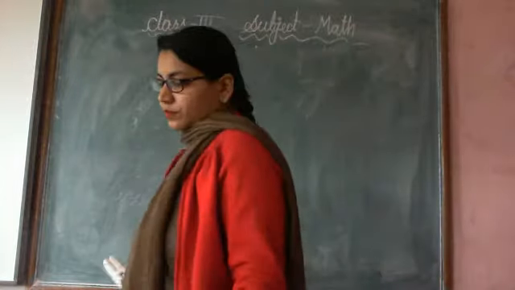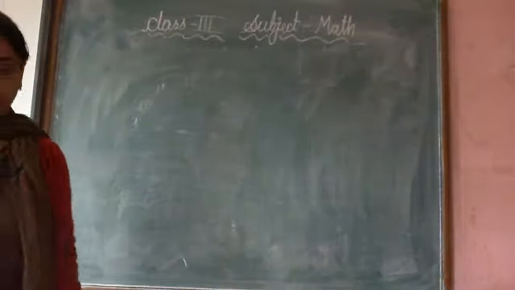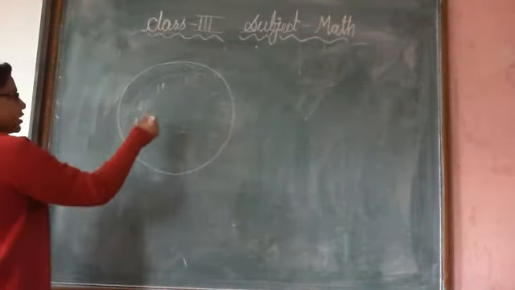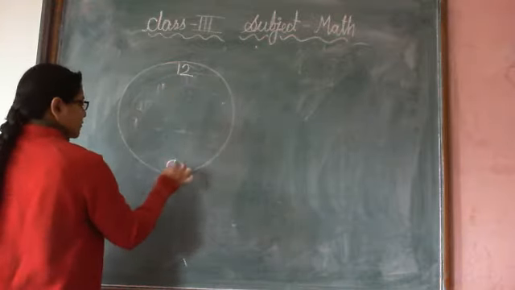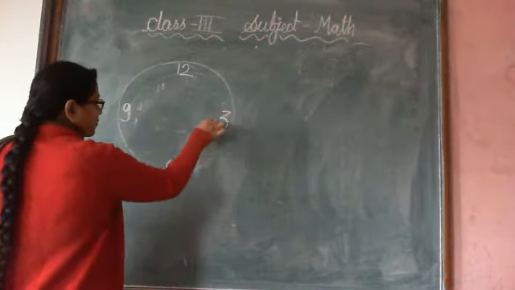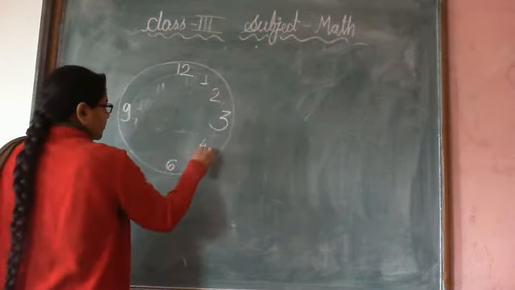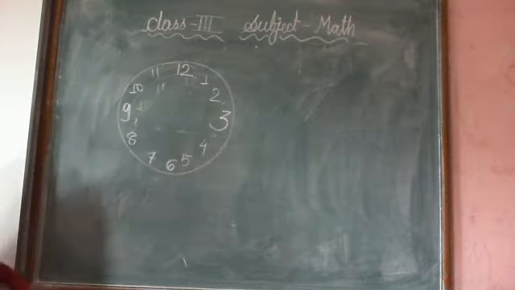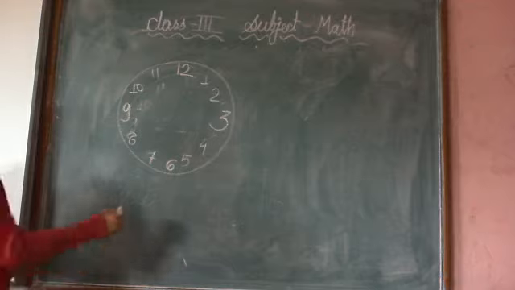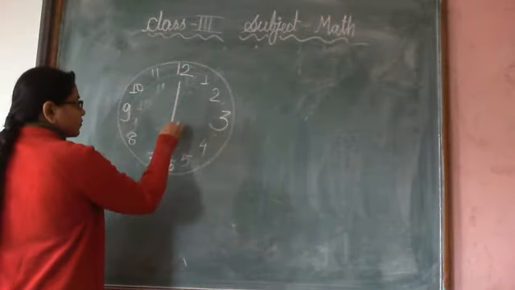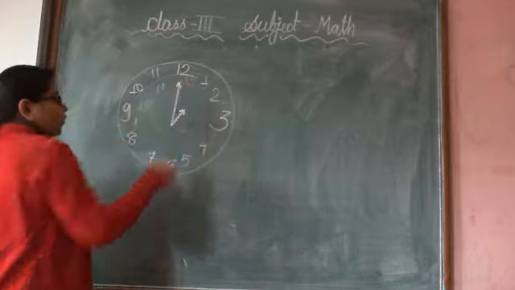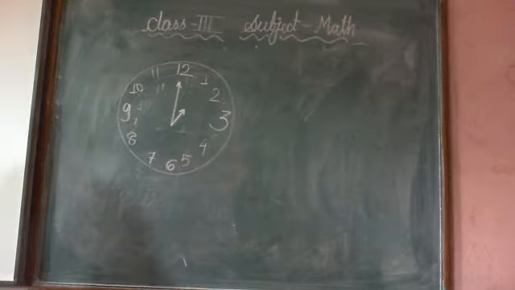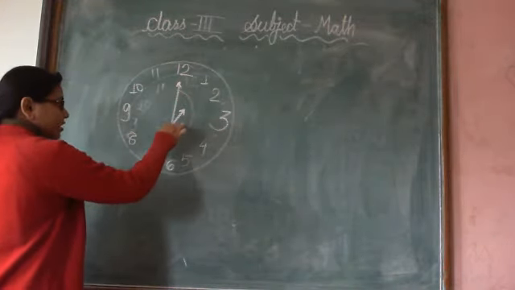Now, let's see more examples. Once again, let me make the clock first. Okay, so now what is the time? 1 o'clock. Very good. Now the minute hand started moving and reached here.